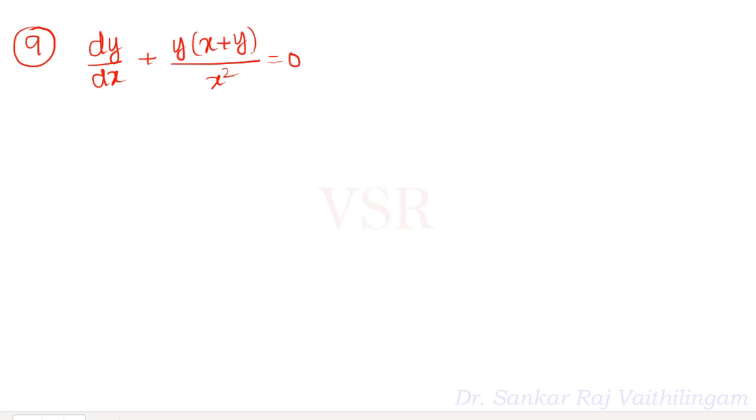என்னது அப்படினா, we'll take it to be the 9th problem: dy by dx plus y into x plus y divided by x square, which is equal to 0. என்னது, அதே ப்ராப்ளம் தான், இது ஈஸி.